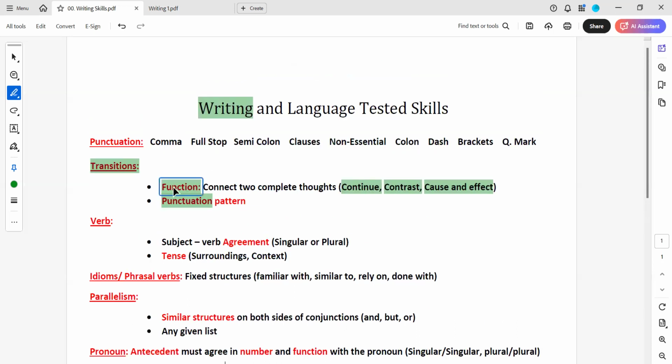So for today, we're discussing transitions, and we learned that transitions are cohesive devices used to indicate the relationship between two ideas. How to answer these questions? We need to read the containing sentence and the previous sentence. There is a relationship. We have to determine that relationship, and this is the key to answer that question correctly. In case it's continue, we need a continuer. In case it's contrast, we need a contradictive. In case it's cause and effect, we need a cause and effect transition.